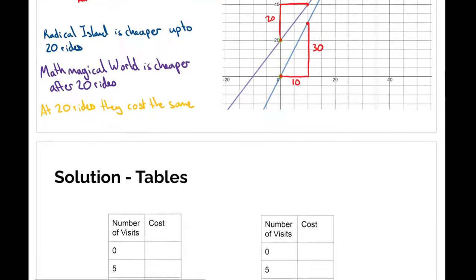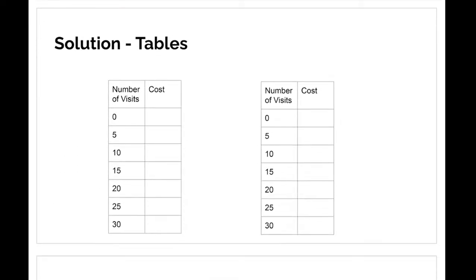We're going to try to do the same thing with a table. With our table, if we look at Radical Island, the equation we got was y equals 3x. And for Mathemagical World, our equation was y equals 2x plus 20. So we are going to use these two equations to fill out the table. You could think of it as plugging the number of visits into the equation.